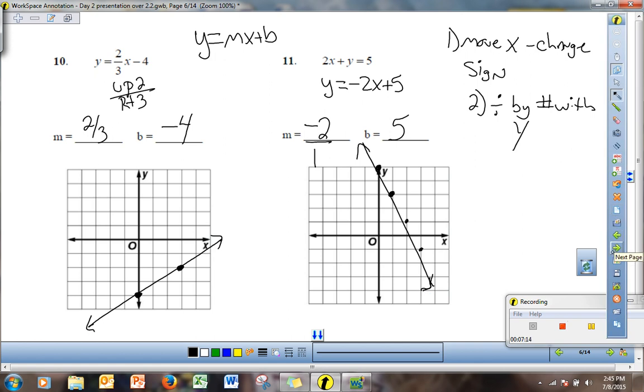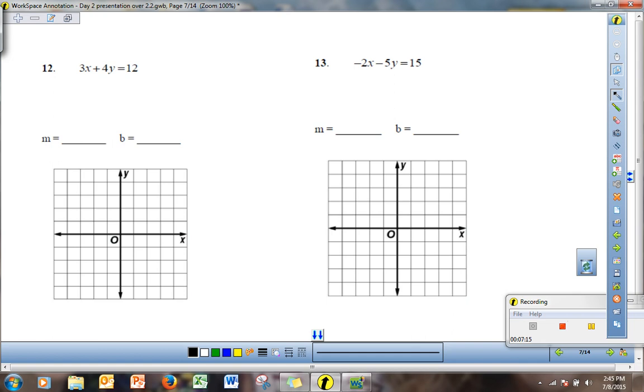Now I want to click through this because putting things in standard form is going to take a little bit of time, guys. So here's your number 12. 3x plus 4y equals 12. We got to correctly solve this thing for y. So step number 1, just like a while ago, move the x and then change the sign. So I've got 4y equals -3x plus 12. But y is not all by itself yet. I'm going to have to divide everything by 4.